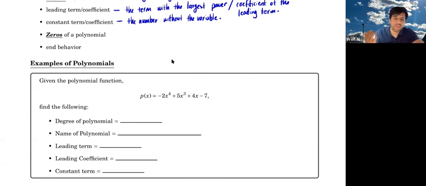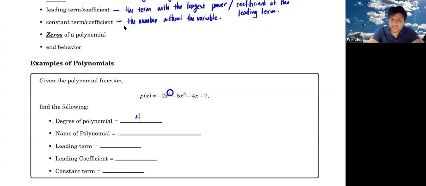So then what would be the degree of the polynomial? It's pretty easy to spot, right? 4. Yeah, that's right. It's very easy to spot. The highest exponent here is 4. So then what do we say? The degree is 4.